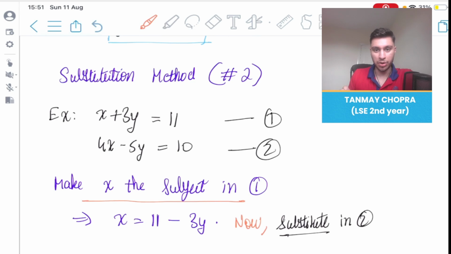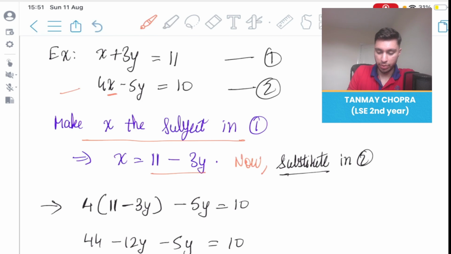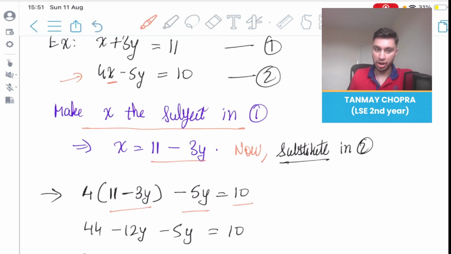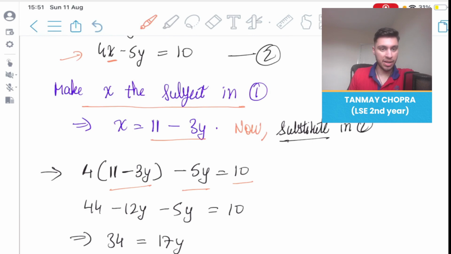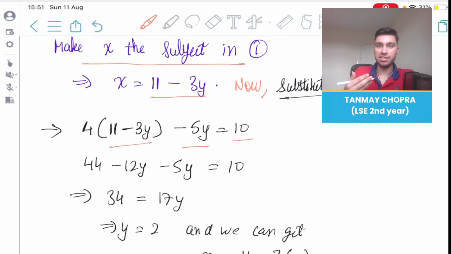And now I'll substitute x in expression number 2. So here I'll put in x equals 11 minus 3y. I go down. So what does this equation become? 4 times 11 minus 3y minus 5y equals 10. Simple. Let's go down further. 44 minus 12y minus 5y equals 10. That's just simplifying the expression. 34 equals 17y, y equals 2.